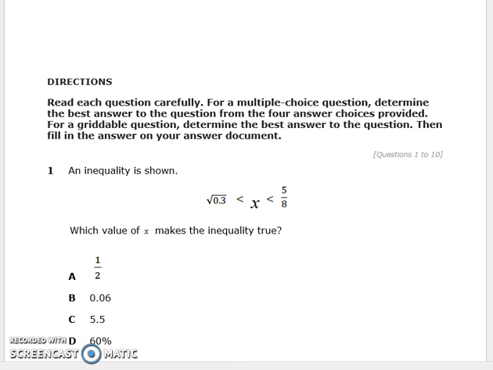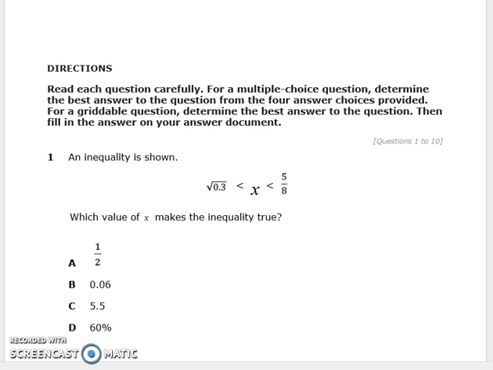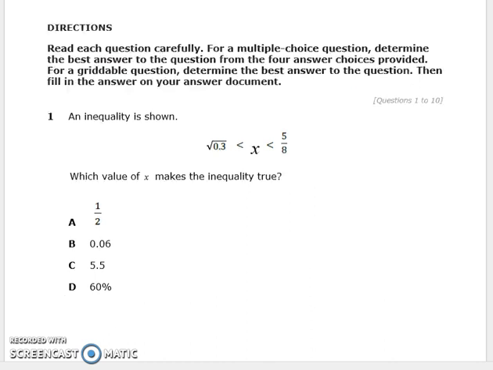Number 1. An inequality is shown. Which value of x makes the inequality true? A. 1/2. B. 0.06. C. 5.5. Or D. 60%.